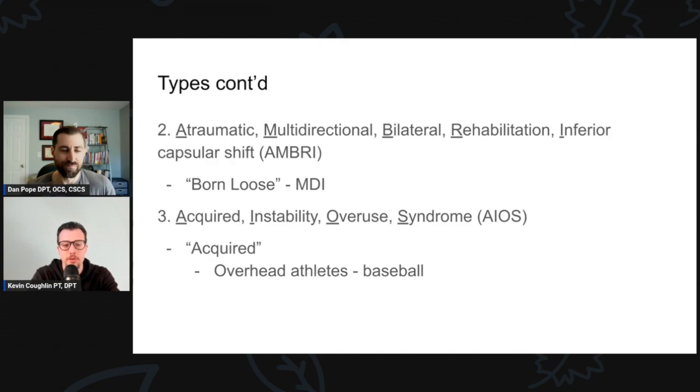So I think these folks, we might also try to rehab them conservatively, unless they start getting more subluxation events or a dislocation event. They might be more prone to that after years and years of acquired instability. But another presentation you'll see is that AIOS type presentation.